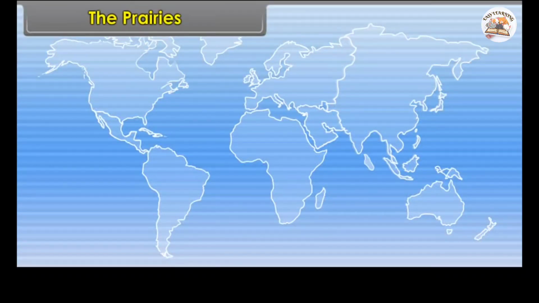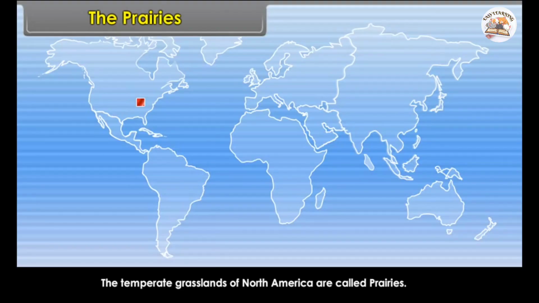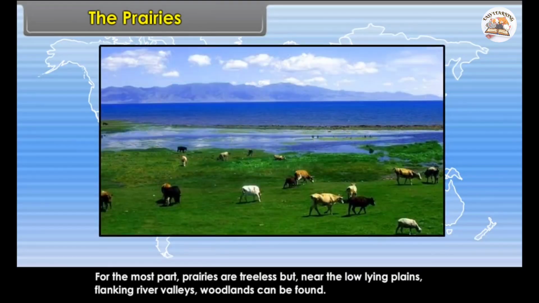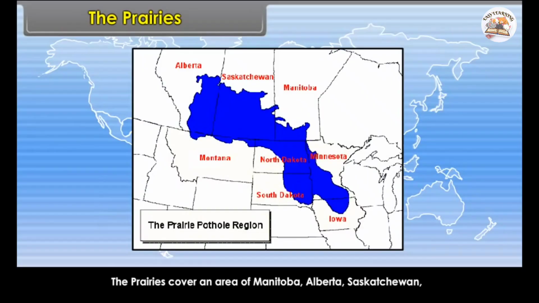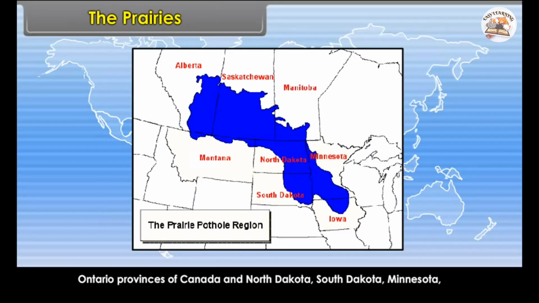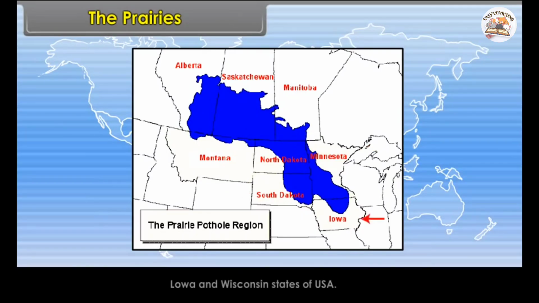The prairies. The temperate grasslands of North America are called prairies. For the most part, prairies are treeless, but near the low-lying plains flanking river valleys, woodlands can be found. They extend from Rocky Mountains in the west to the Great Lakes and Appalachian Highlands in the east. The prairies cover an area of Manitoba, Alberta, Saskatchewan, Ontario provinces of Canada, and North Dakota, South Dakota, Minnesota, Iowa and Wisconsin states of USA.